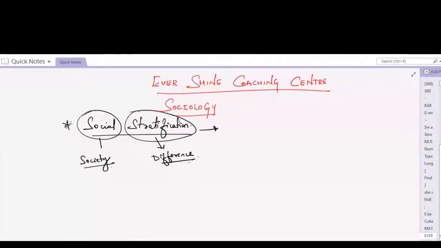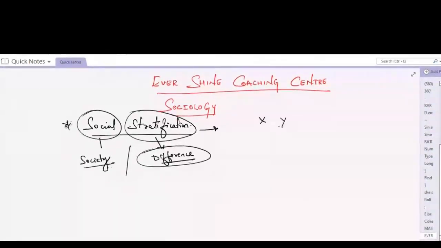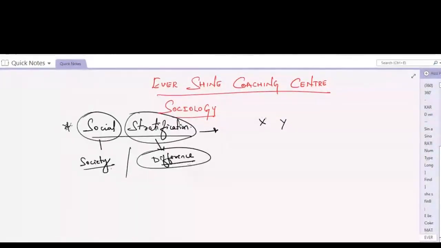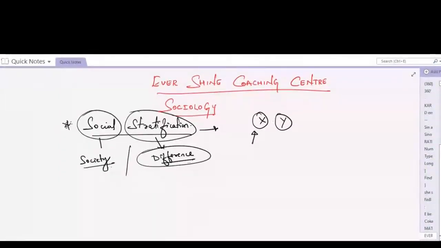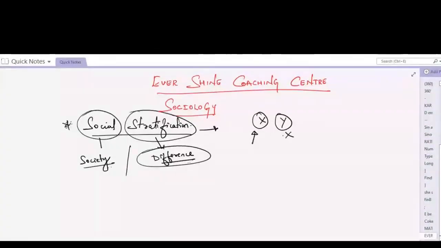Stratification means difference in our society. What we are doing, we are creating the difference in our society. For example, let me say we have two brothers, x and y. Now you may have seen in some families, they will give more respect for x, they will give least respect for y. Correct? Are you getting?